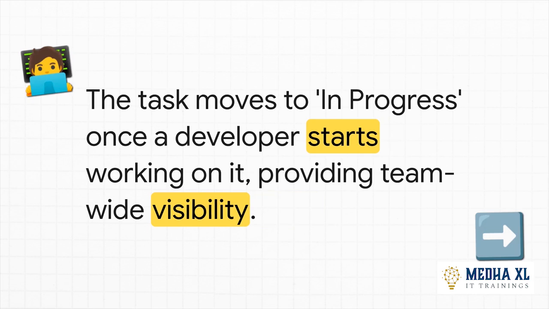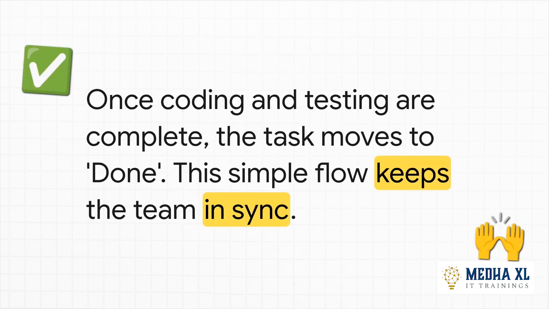As soon as a developer grabs it, boom, they slide it over to in progress. Just like that. Everyone knows what's being worked on right now. And once it's coded, tested, and good to go, it lands in done. This simple visual flow is an incredibly powerful form of daily reporting. It keeps everyone in sync, and it makes it super obvious if a task gets stuck somewhere.